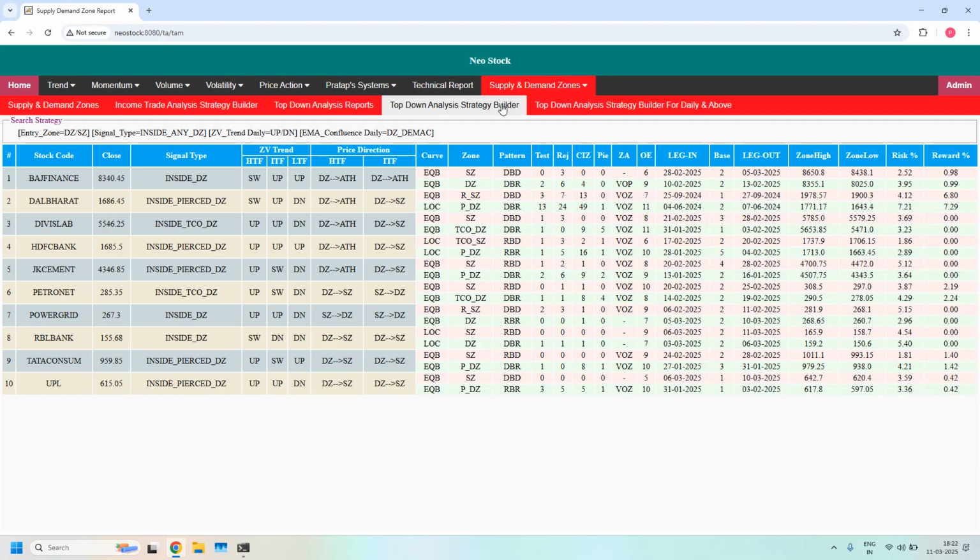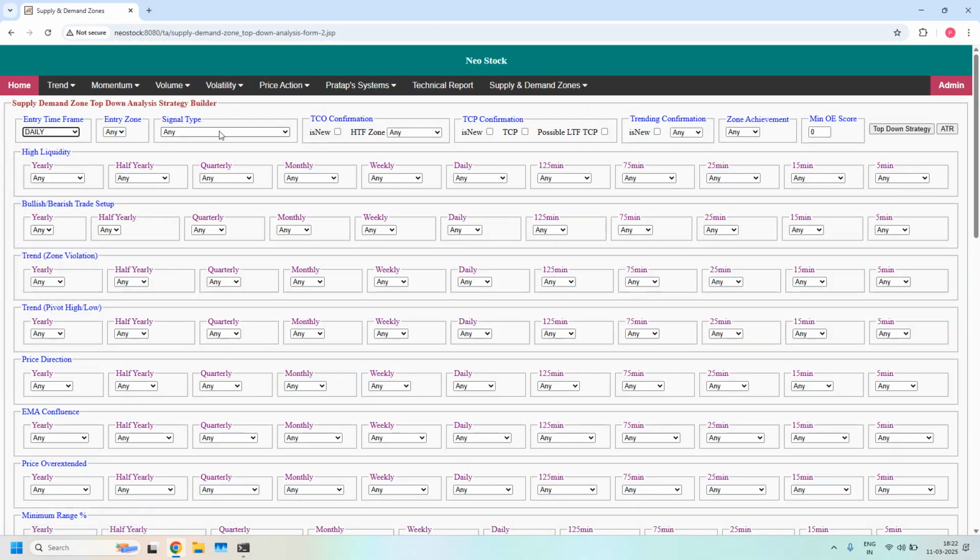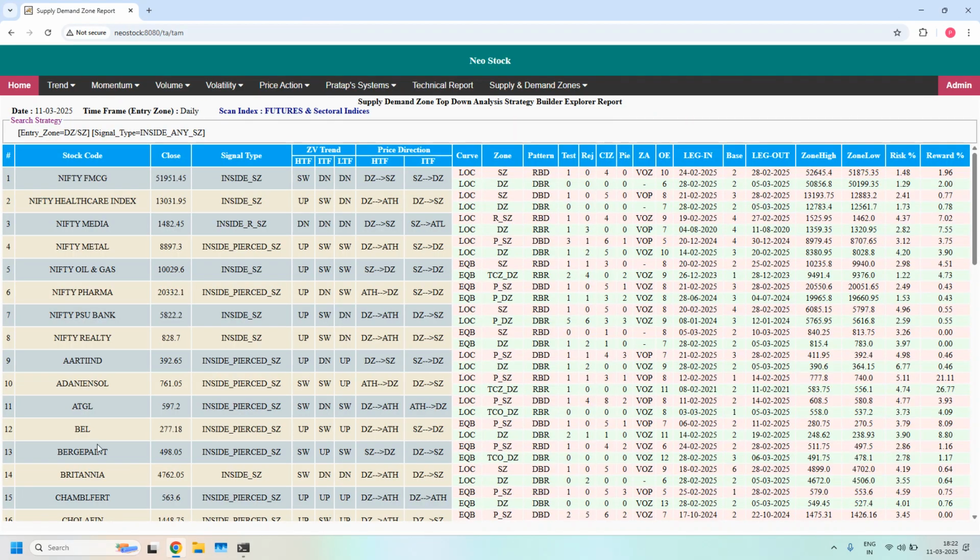Okay, next. Daily time frame, price closed inside the daily supply zone. First 15 stocks in the list. I'm scrolling the list down.